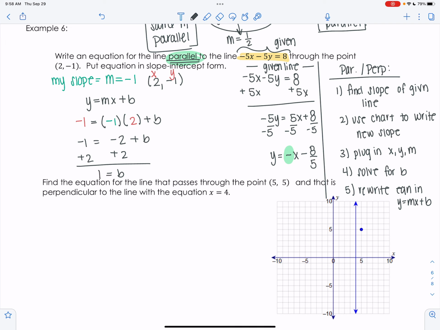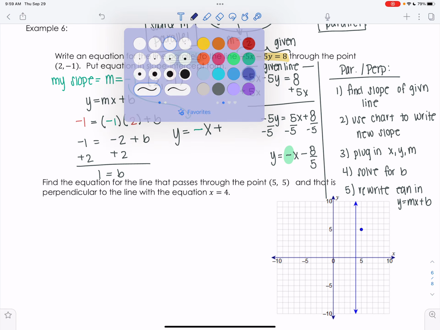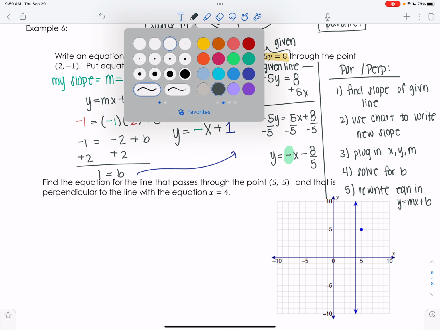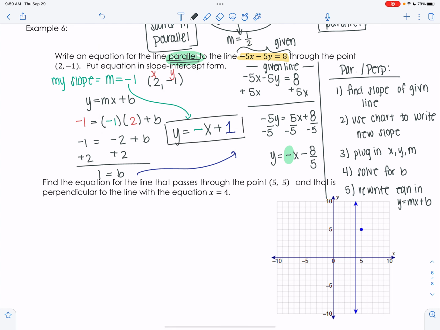So my final answer is going to be my equation, y equals m, -1, but I don't need to write the -1, mx plus the b I just found, plus 1. And that is my final answer.